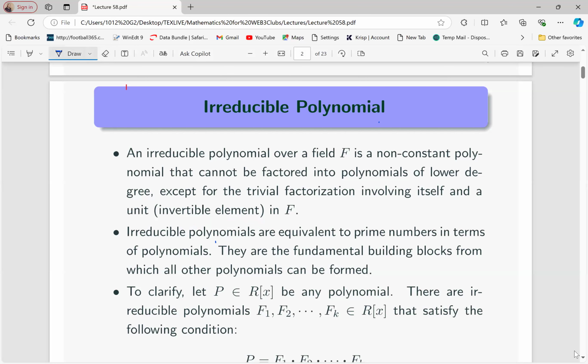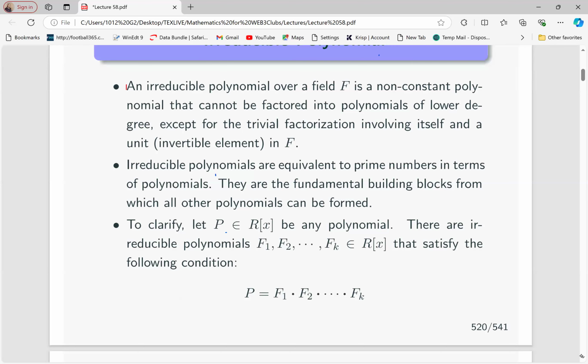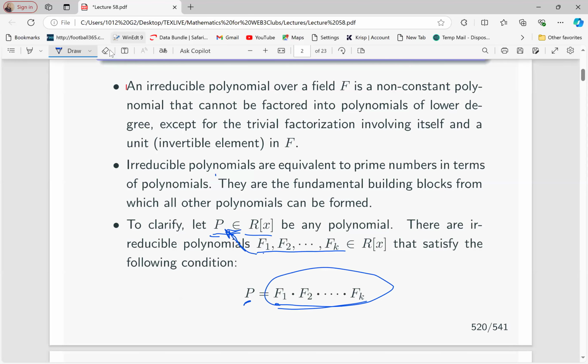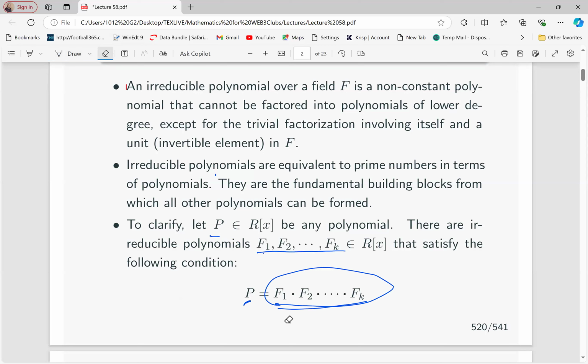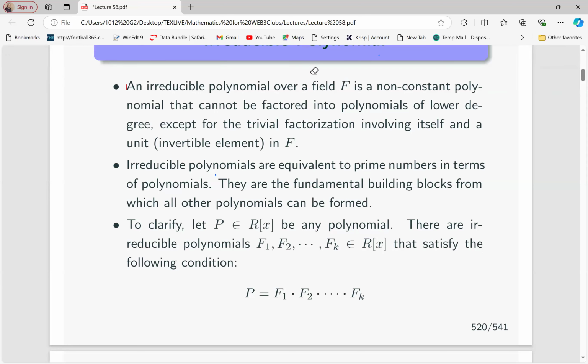So to clarify, supposing P is a polynomial, and supposing you have other polynomials that can be factorized out of this P, then P can be written as a product of those polynomials. So this is a very important concept. If you're given a polynomial, you must know how to factorize it, and you must know which ones cannot be factorized. This is a very important concept to us.